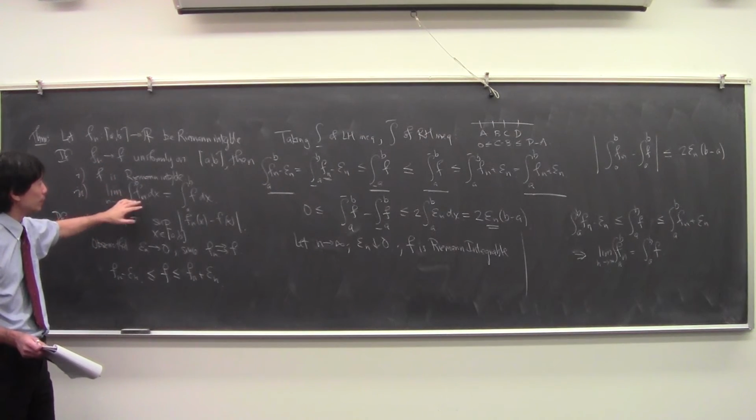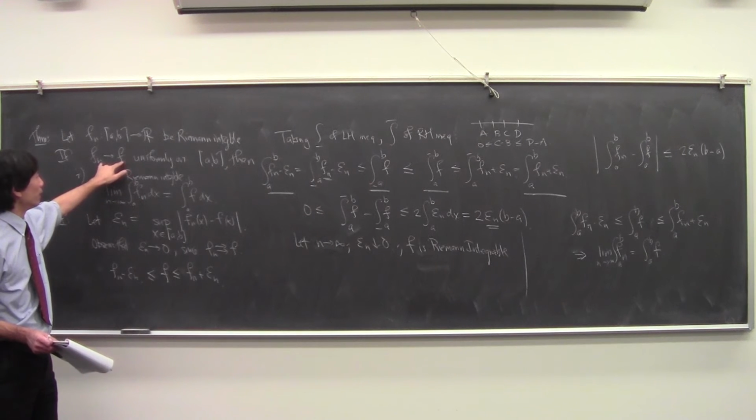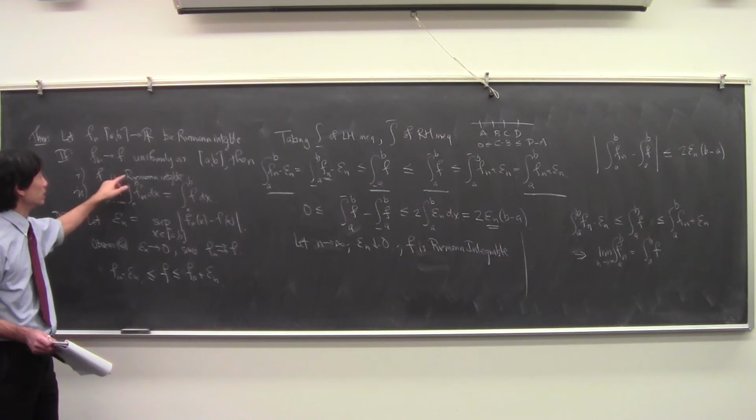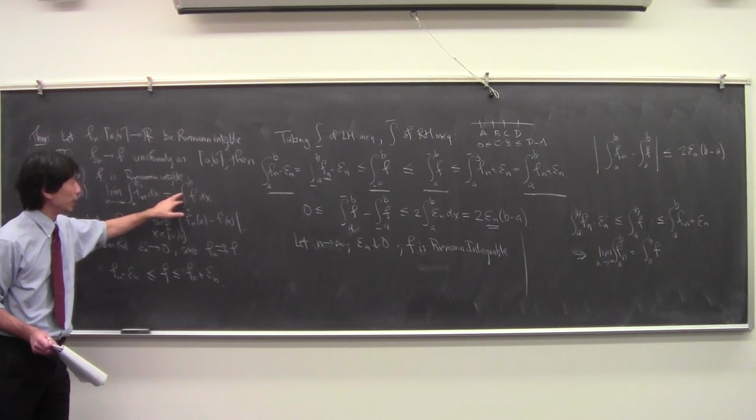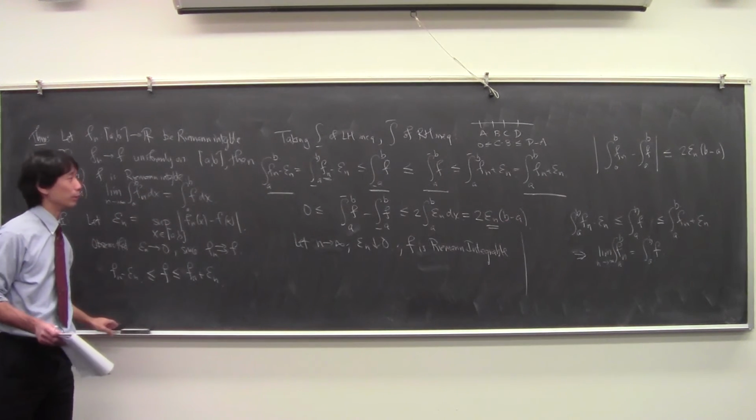Right, uniform convergence of Riemann integrable functions means that the limit is going to be Riemann integrable, and the integral of that limit is actually the limit of the integrals.